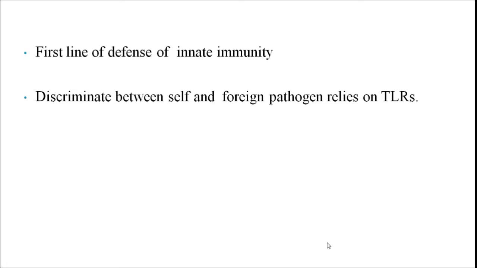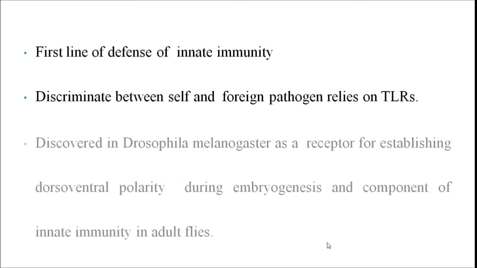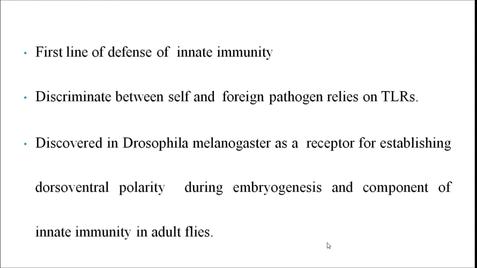This discrimination between self and foreign pathogen depends on the toll-like receptors present on their surfaces. These toll-like receptors were first discovered in Drosophila melanogaster, where they act as a receptor and are essential for the establishment of dorsoventral polarity during embryogenesis. In addition to this, toll-like receptors serve as a component of innate immunity in adult flies.